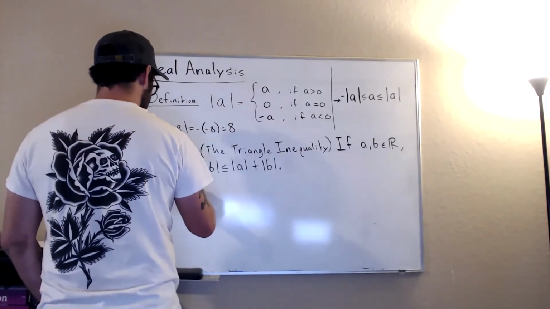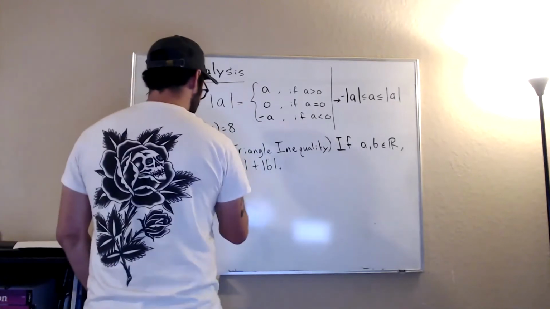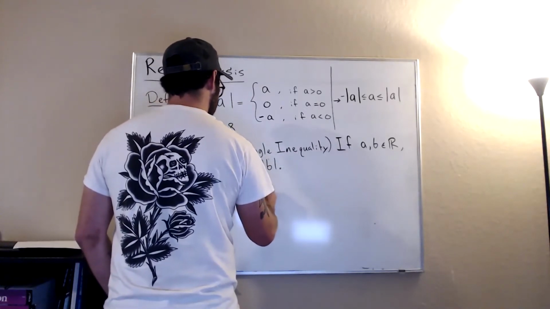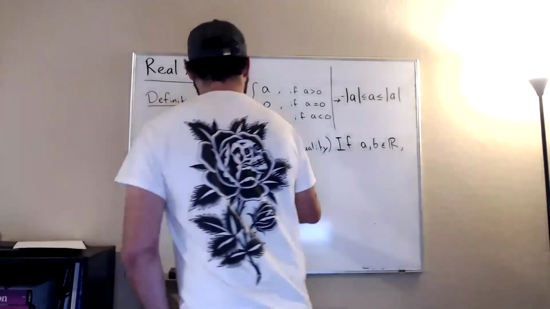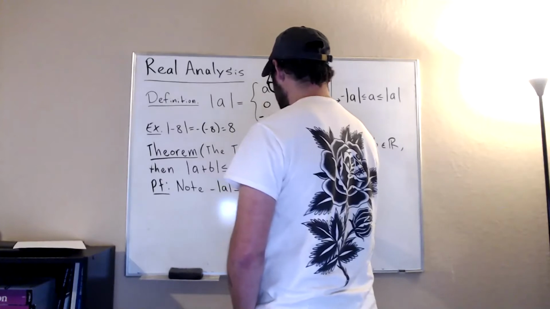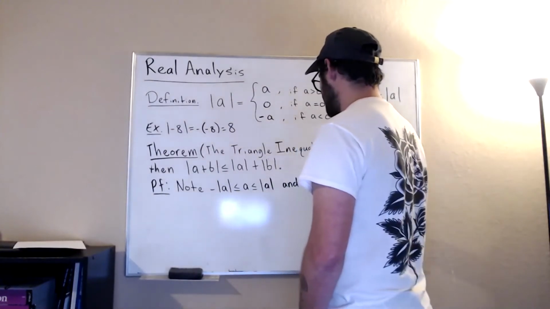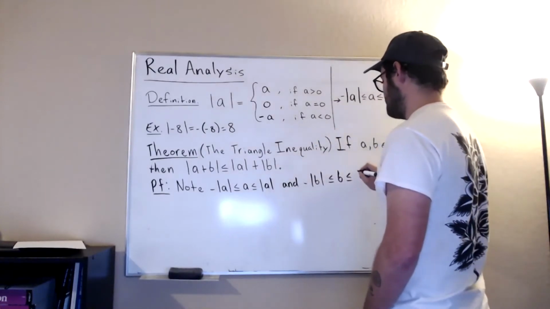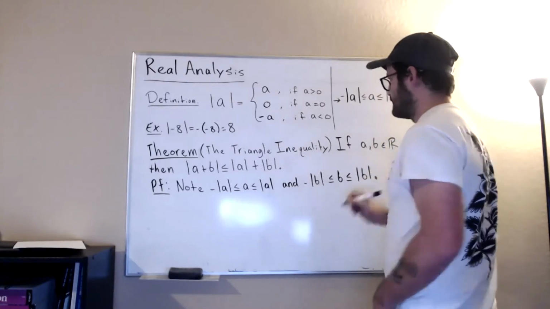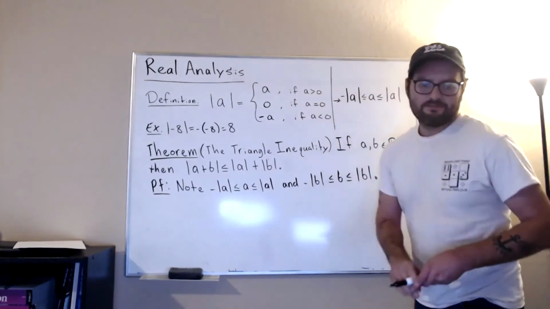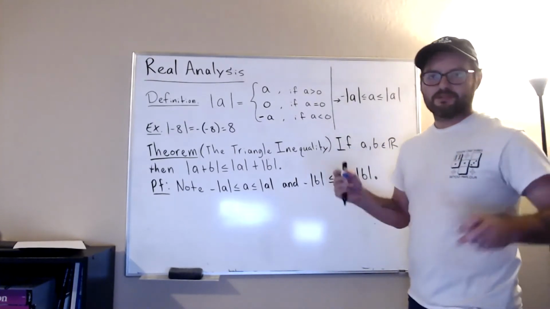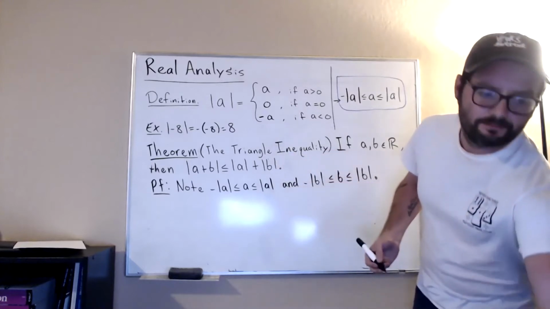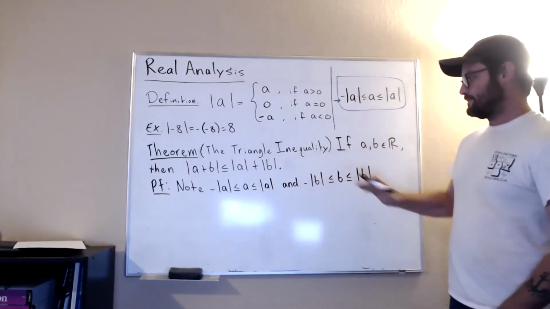So note, negative absolute value of a is less than or equal to a, which is less than or equal to absolute value of a. And negative absolute value of b is less than or equal to b, which is less than or equal to the absolute value of b. Again, it might seem like this is very difficult, and it's all coming out of nowhere. But this is just another tool in your tool bag of analysis things.